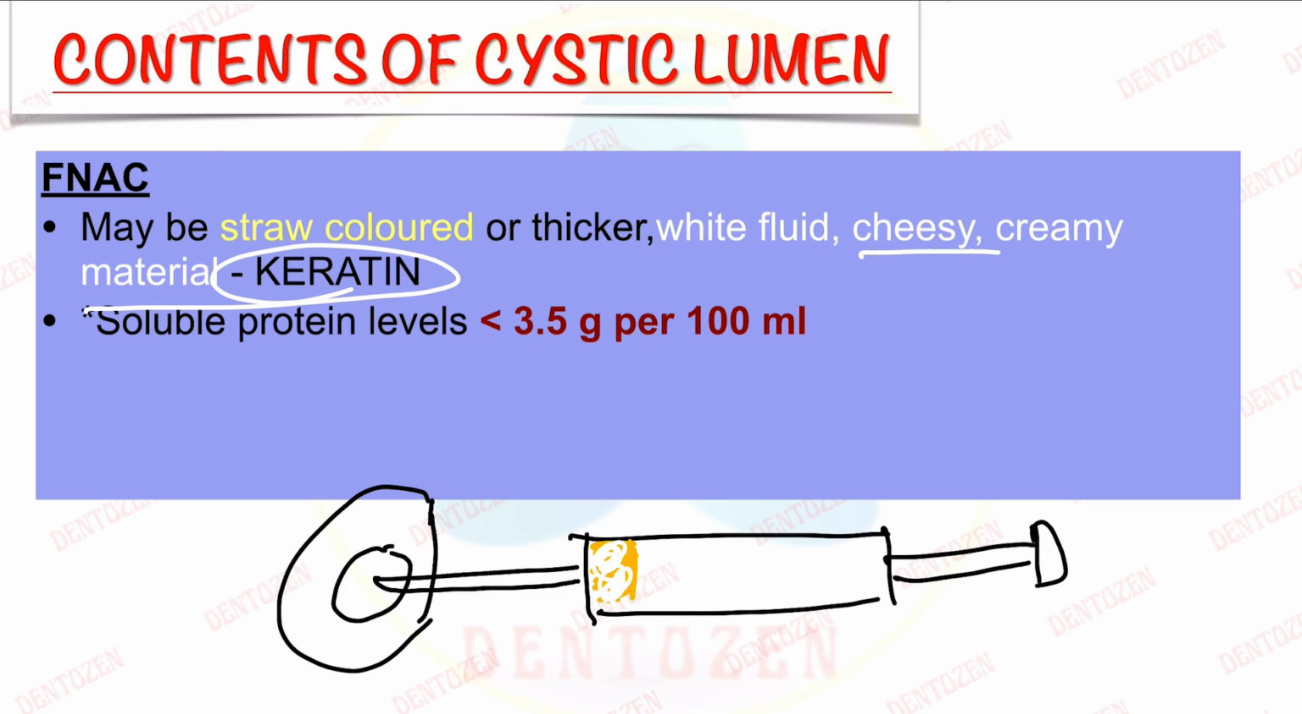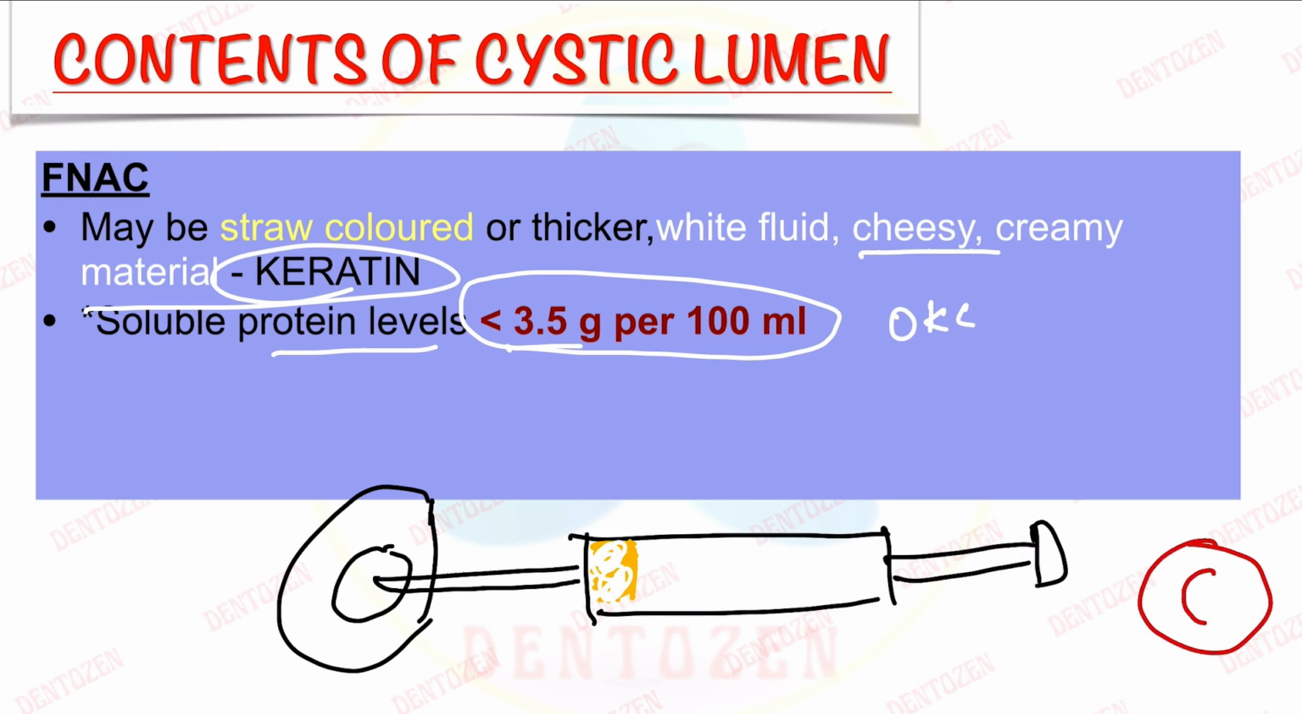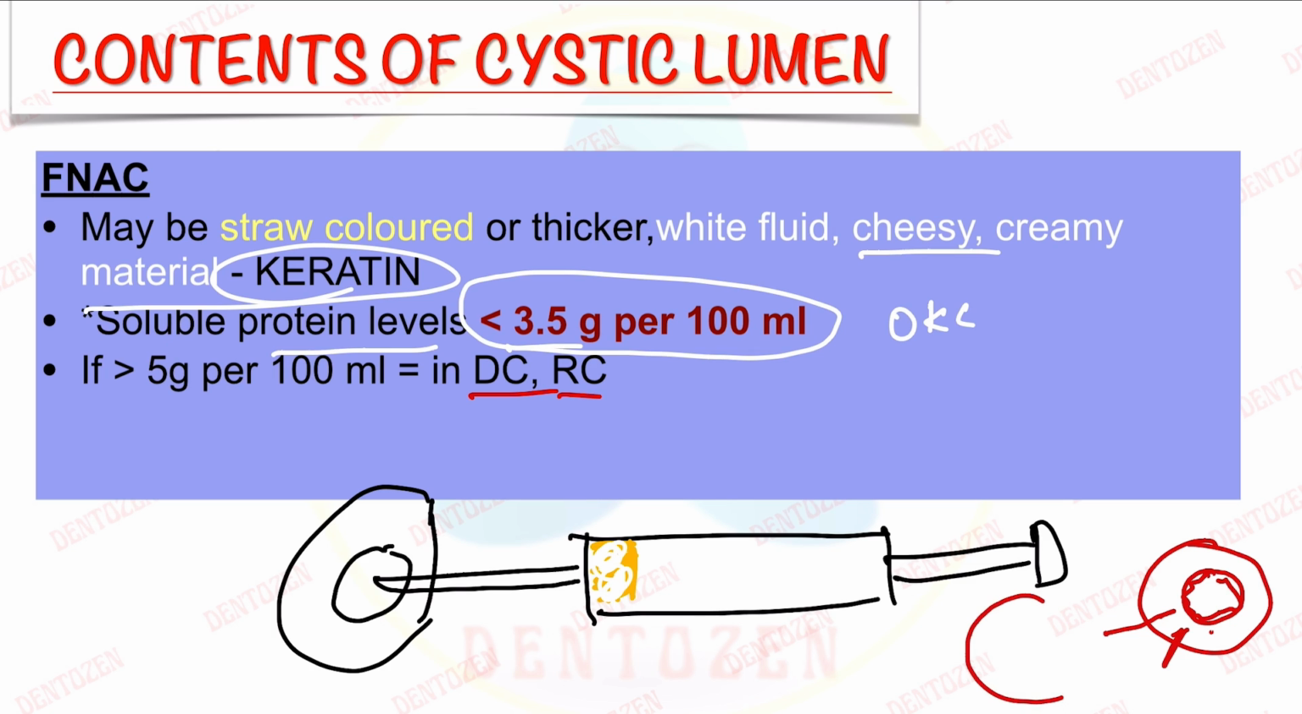Toller studied the protein level in the fluid, and he said that less than 3.5 gram per 100 ml is seen in OKC, because OKC is a keratinizing cyst, so its lining is impervious. It will not allow much of the proteins to come inside. Whereas compared to other cysts like dentigerous cyst and radicular cyst, in which the lining is non-keratinized, so they can allow some smaller proteins to get transmitted into the lumen. So that is your important question. If it is more than 5, it is OKC. If it is less than 5, it can be dentigerous cyst or radicular cyst.